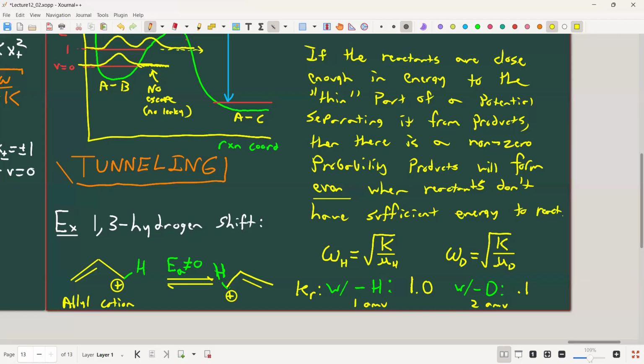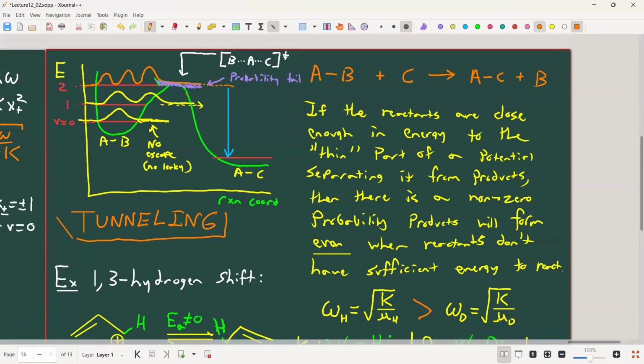But deuterium's mass is heavier, right? You've doubled the mass of the thing that's vibrating. So what does that say about the vibrational frequencies? Well, by definition, this has to be greater than that because mu H is smaller than mu D. So the denominator is bigger here, so this is smaller.